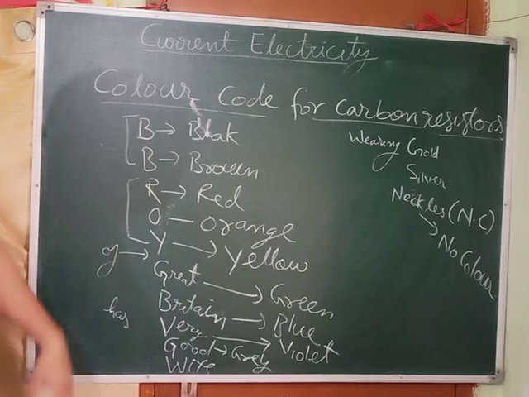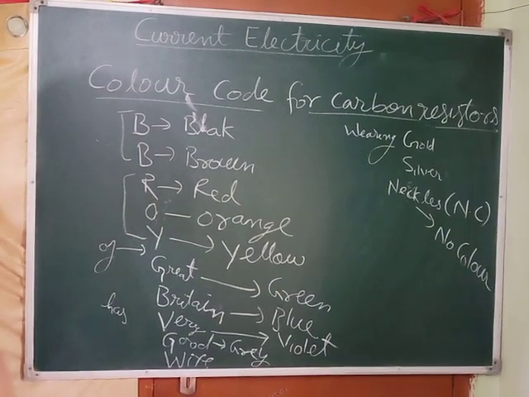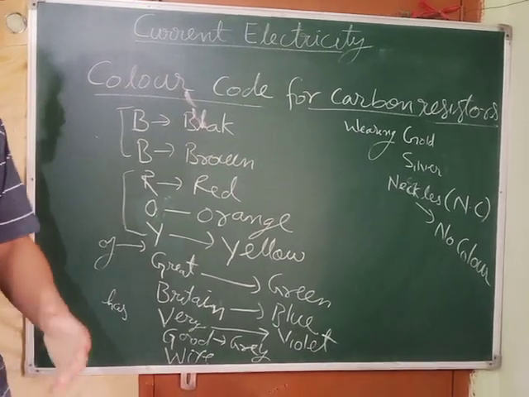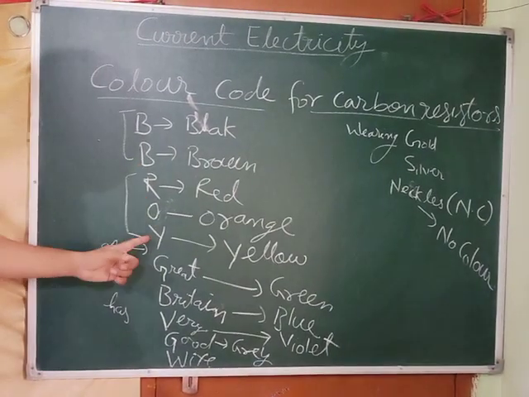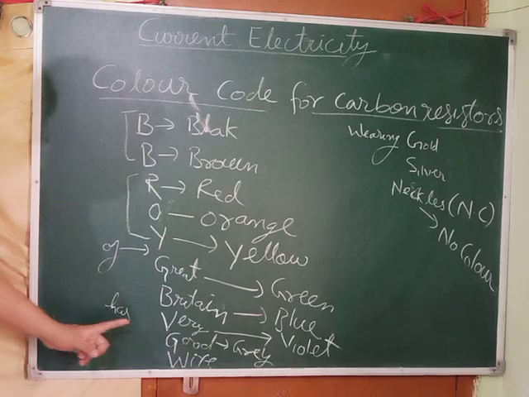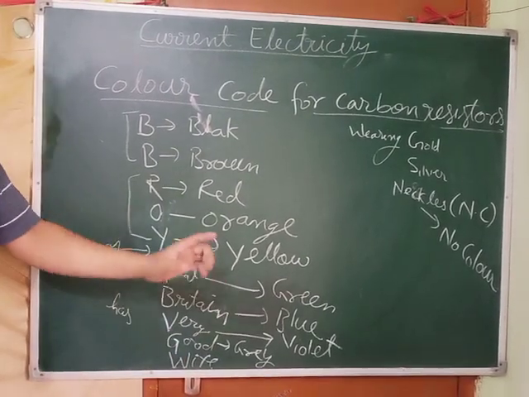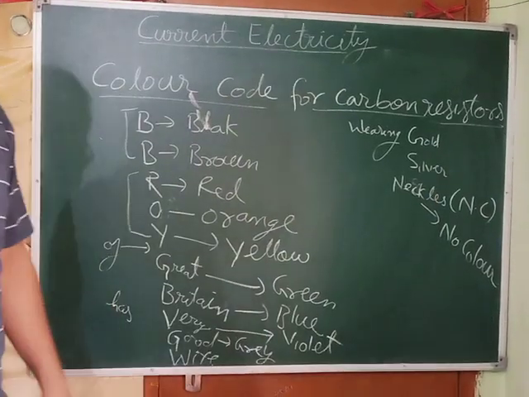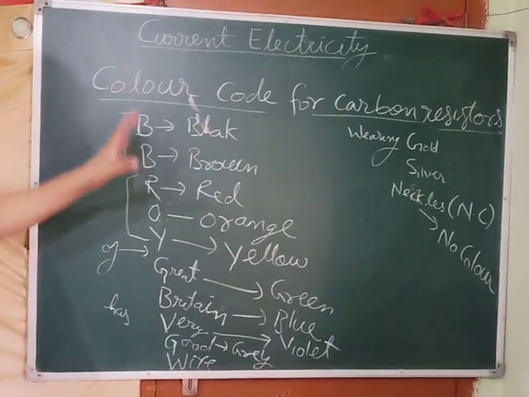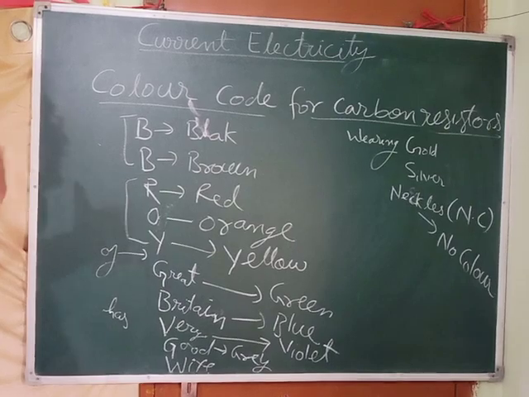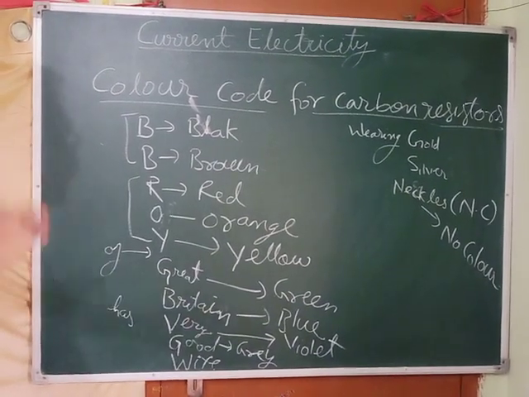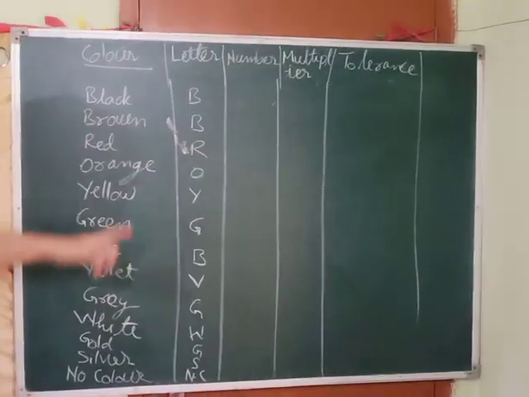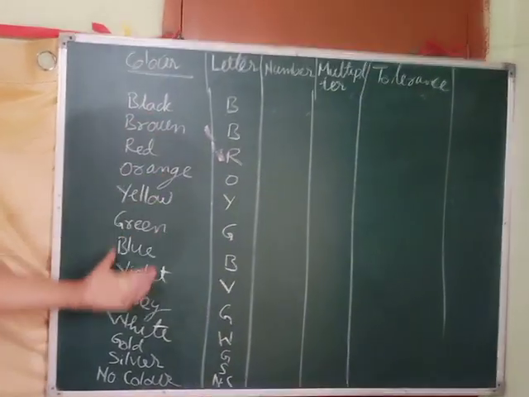Clear? So these we have to write in a proper sequence. We have to remember this in this sequence, and for remembering this sequence, this is very important: B. Roy of Great Britain has very good wife, wearing gold silver necklace. In this way you can remember the sequence. Once you remember the sequence, things become very easy. This sequence of words gives us the sequence of these colors.